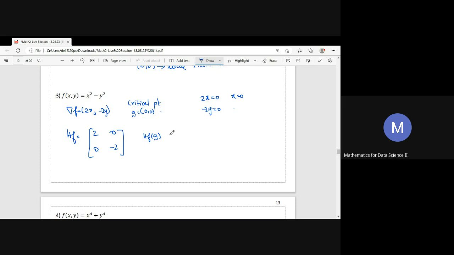Fine. Okay. So for the Hessian at a tilde, what is the determinant? Minus 4. So you don't have to look at the second derivative directly. You can say that a tilde is a saddle point.